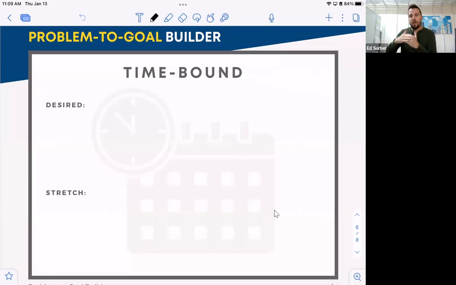Your stretch goal might be a little bit further out. Maybe in 180 days you want to get from 15% to 5%. Great. So put that here. Again, this is to get the team all working together.